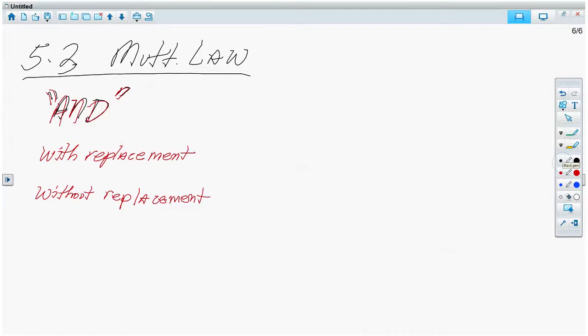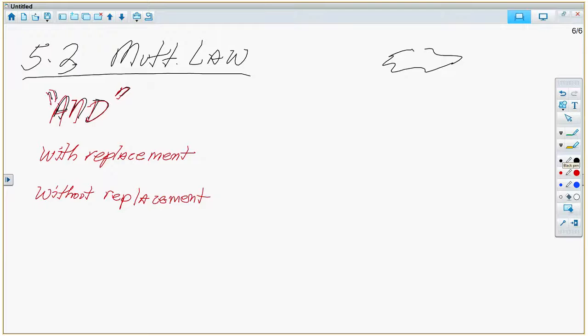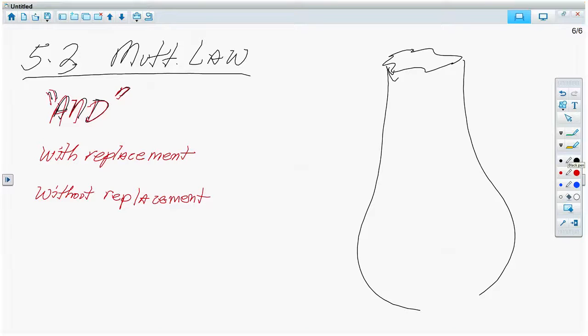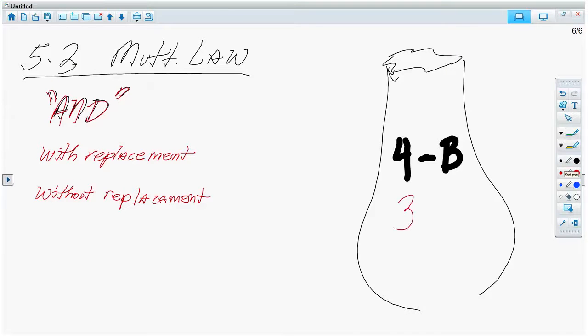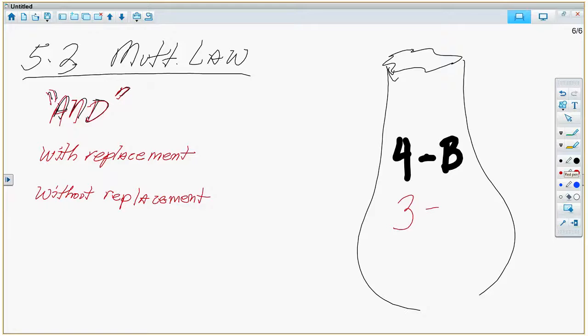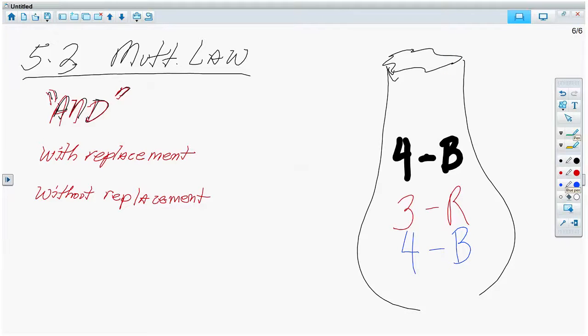And here's your bag of marbles. And we got 4 black marbles. We got 3 green marbles, or red marbles. We got 4 blue marbles. And we got 8 green marbles.